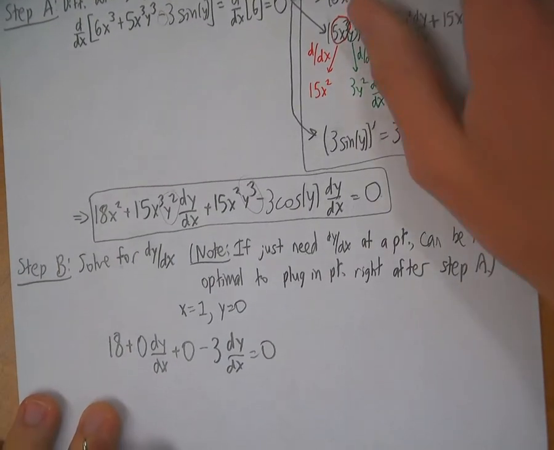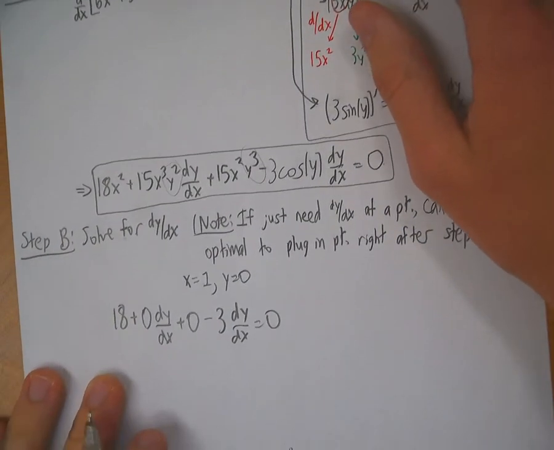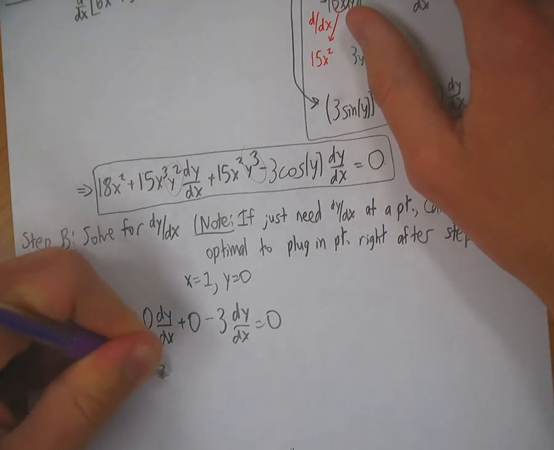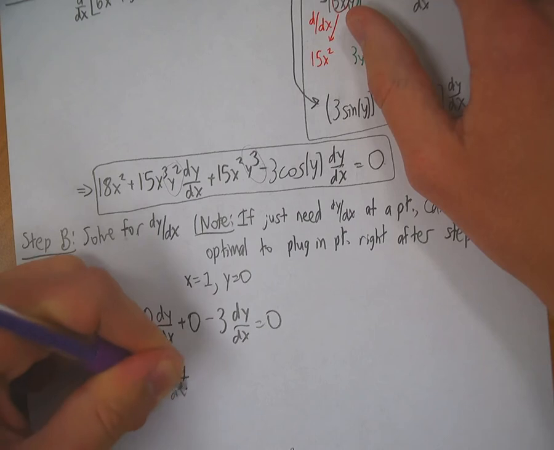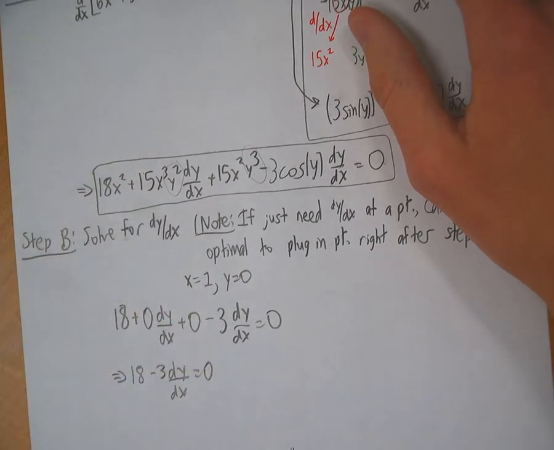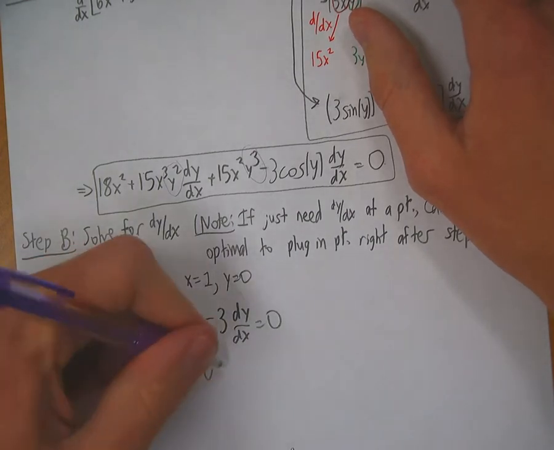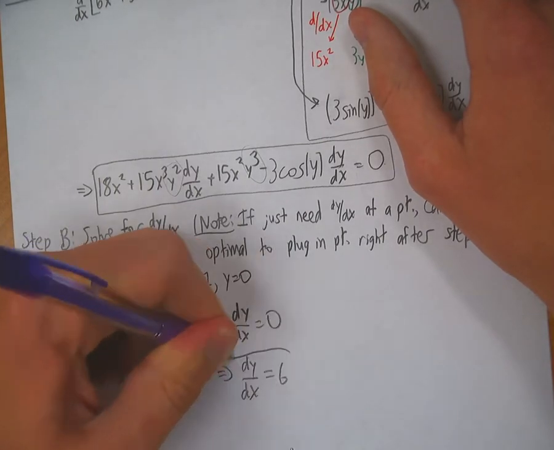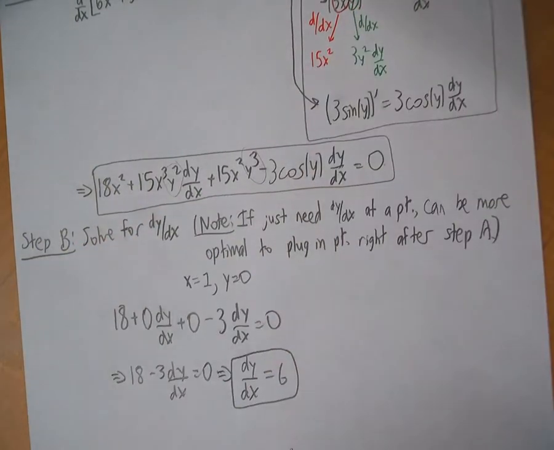So then what you notice is that our life becomes a lot easier now, doesn't it? Because now we just have 18 minus 3 times dy dx equals 0. And that should pretty quickly tell you that dy over dx is just equal to 6. And that's example 2. So, any questions on that? Okay.